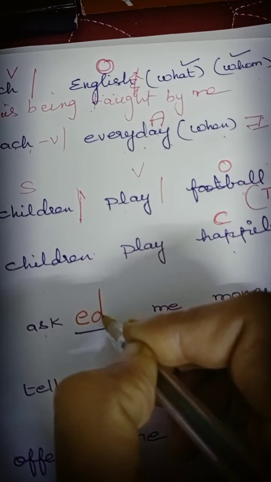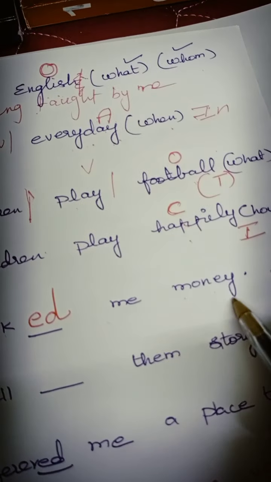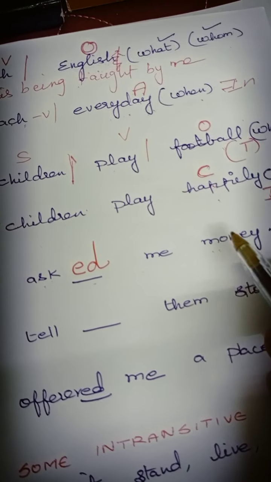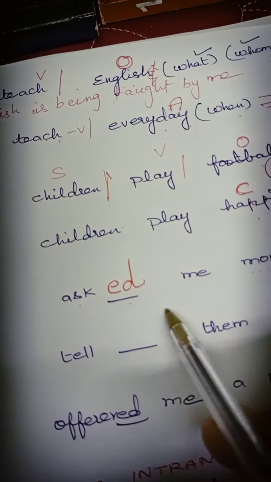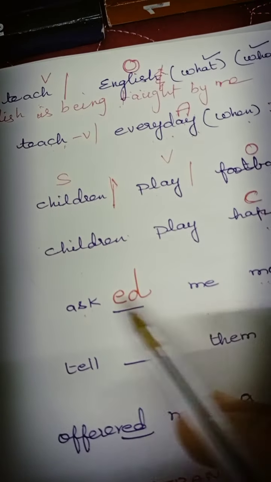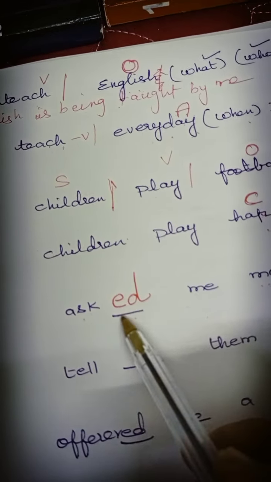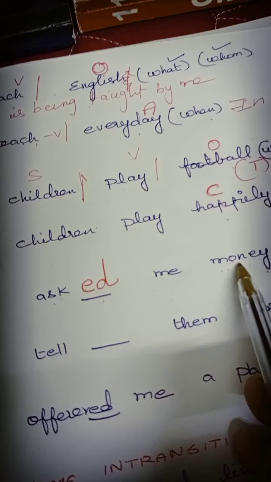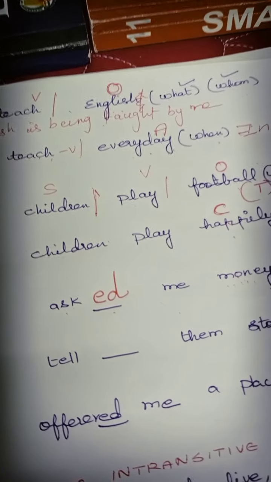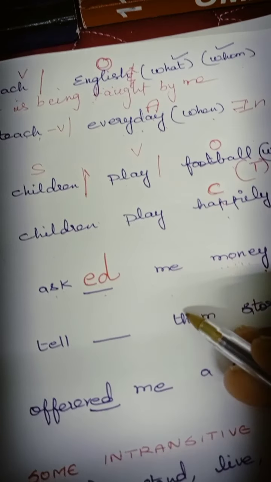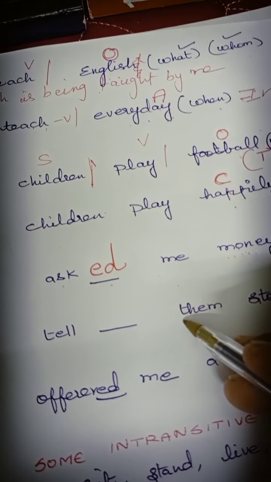"She asked me some money." "She asked me money." So I can change it: "Money was asked by her to me." I can change it. See, I have taken regular as well as transitive. That's it in this sentence. Regular as well as transitive. Okay. "Money was asked by her to me."